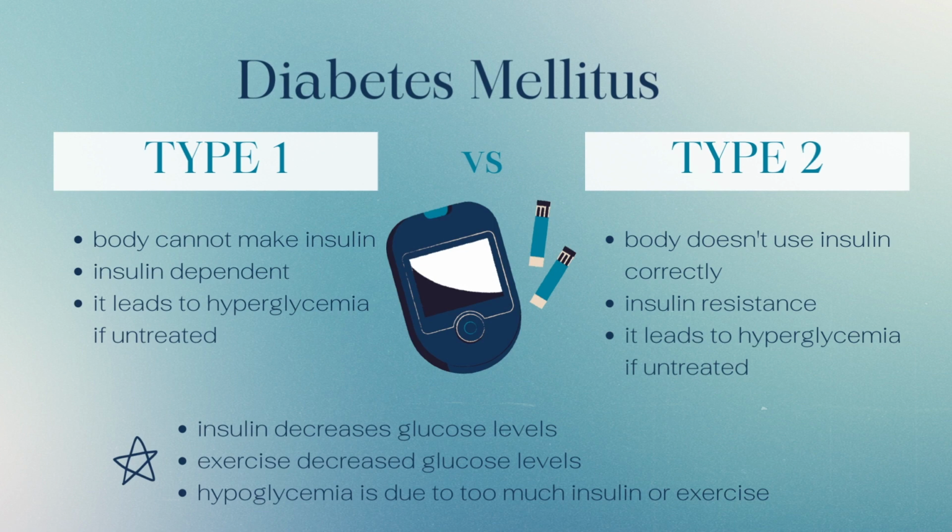So in type 1 and type 2, regardless of whether they don't have insulin or they can't use insulin, they need insulin to decrease the glucose levels. Exercise also can decrease glucose levels. So hypoglycemia is due to too much insulin or exercise. So you can get low blood sugar when there's too much insulin bringing the glucose down super low, or exercise because exercise can decrease those glucose levels.